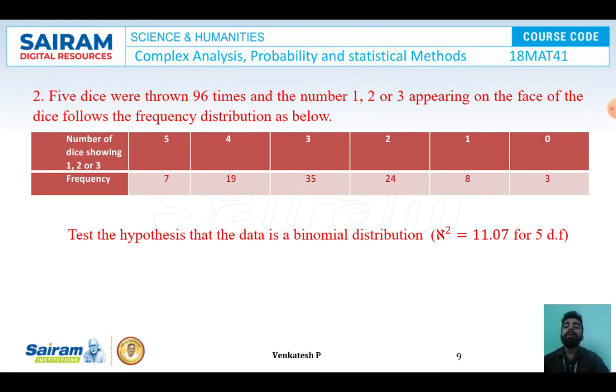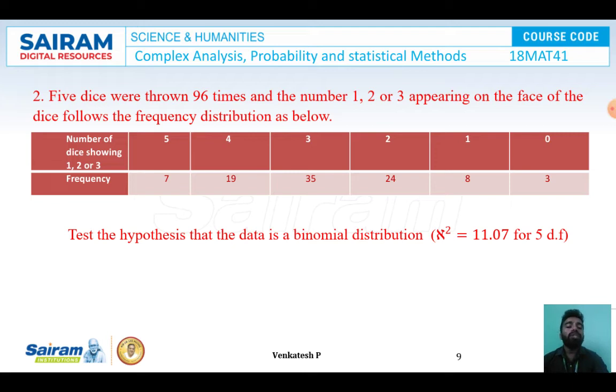Example number 2: 5 dice were thrown 96 times and the number 1, 2 or 3 appearing on the face of the dice follows the frequency distribution as follows. The first row is the number of dice showing the outcomes 1, 2, 3. So it is 5 dice, 4 dice, 3 dice, 2 dice, 1 die and 0 dice. The frequency with respect to these x values will be 7, 19, 35, 24, 8, 3. Now test the hypothesis that the data follows the binomial distribution.